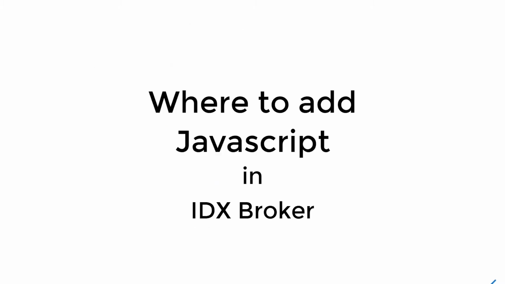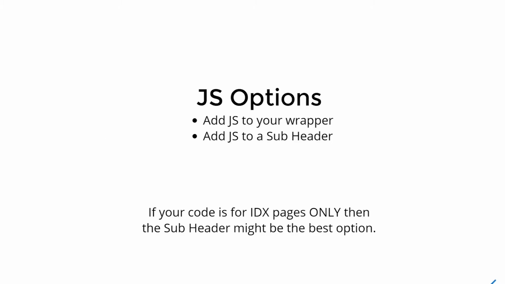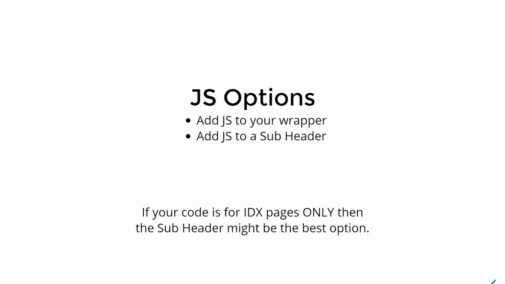So where to add JavaScript in IDX Broker is an important thing to tackle first. A lot of times you'll be tempted to just put it in your wrappers on your hosting for your pages, but that might not be the best. You can do it in the wrapper, but the subheader also works for some things. Those are the two places you can add your JS, but how you choose usually comes down to if you want the JavaScript to apply only to IDX Broker pages or to every page that's associated with your website. The subheader might be the best option for that.